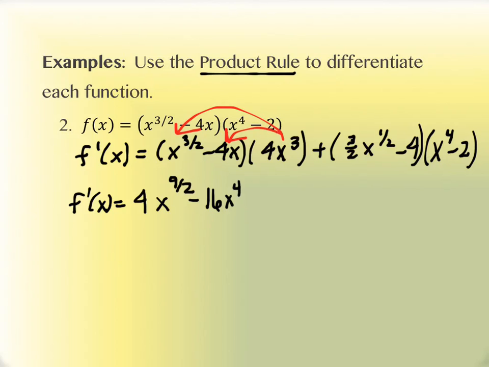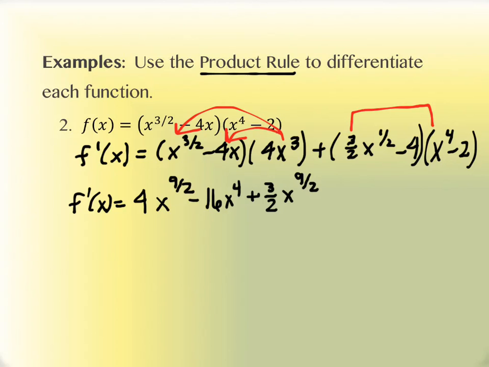The next piece over here is more complicated because it's a binomial times a binomial, right? I don't have a monomial times a binomial. So I have to FOIL, or at least that's one way of doing it. I'm going to distribute my first terms. What is 3 halves x to the 1/2 times x to the 4th? I'm going to get 3 halves. Then what am I going to get? That's x to the 9 halves again, isn't it? Because I've got 1/2 plus 4, 4.5 or 9 halves.